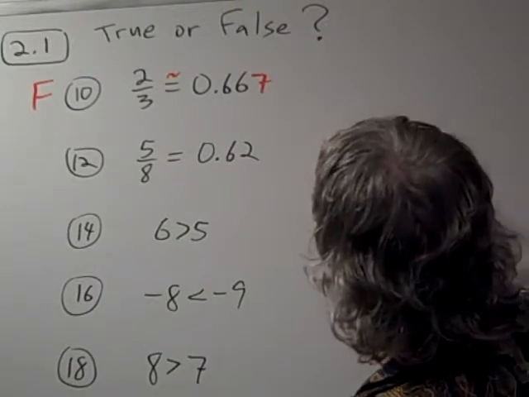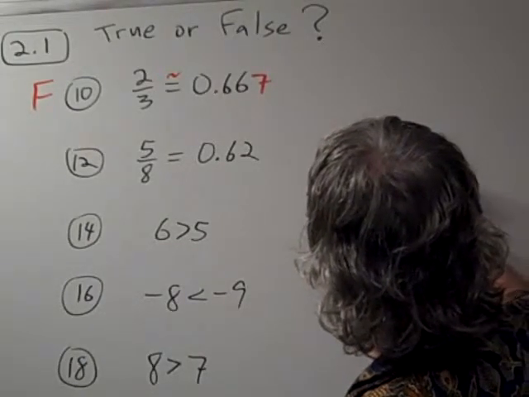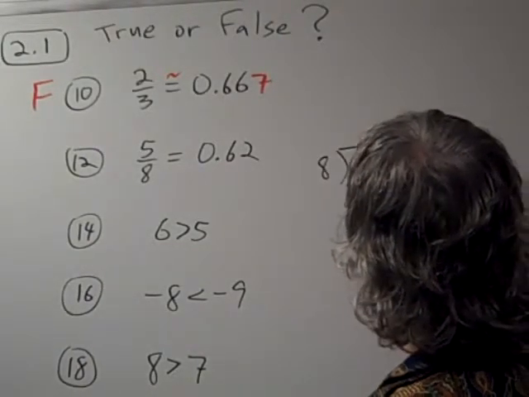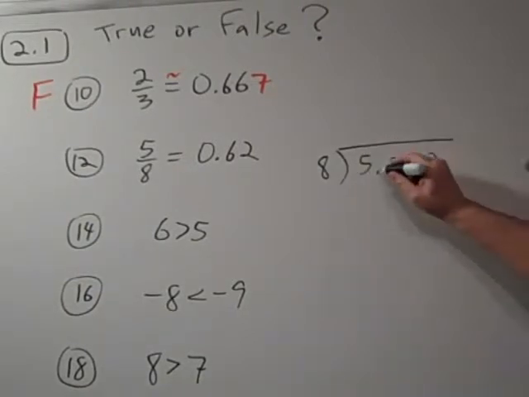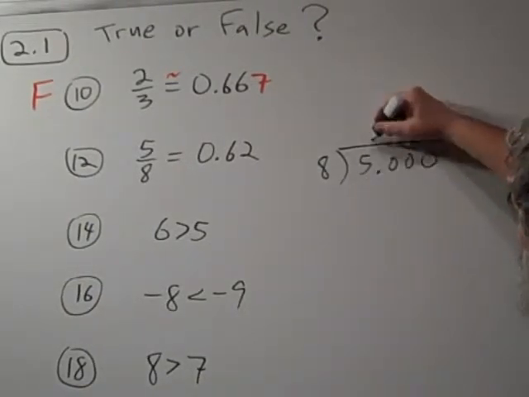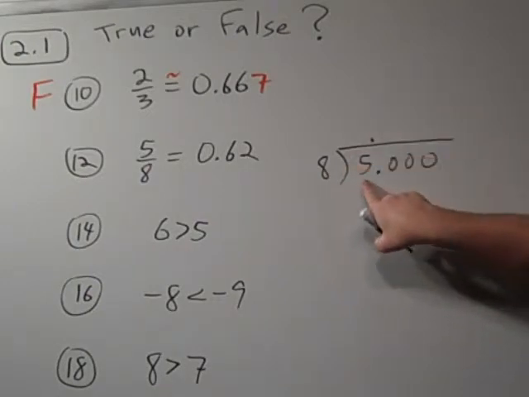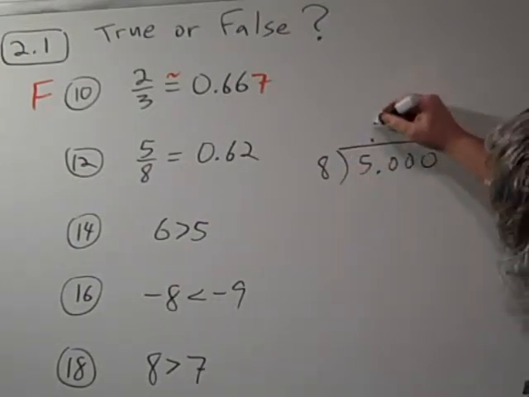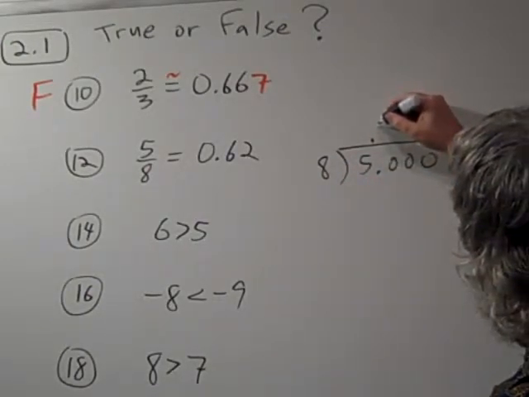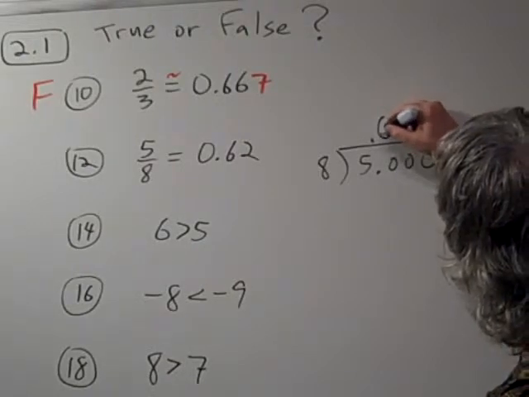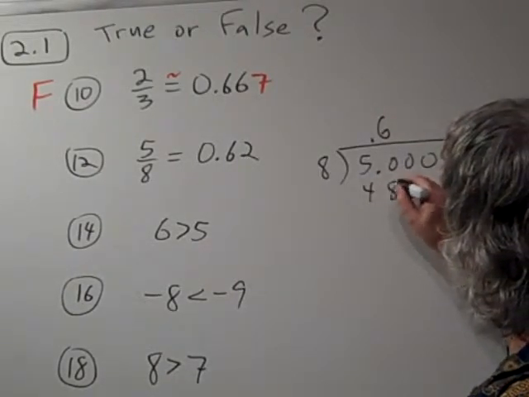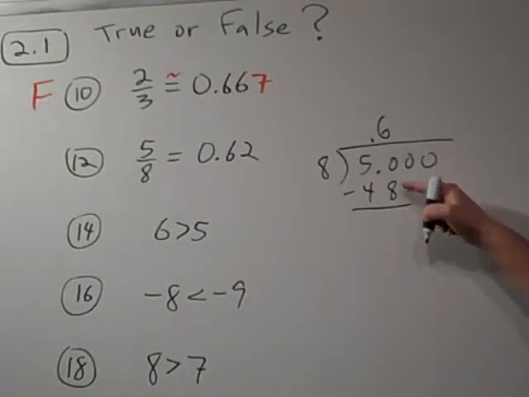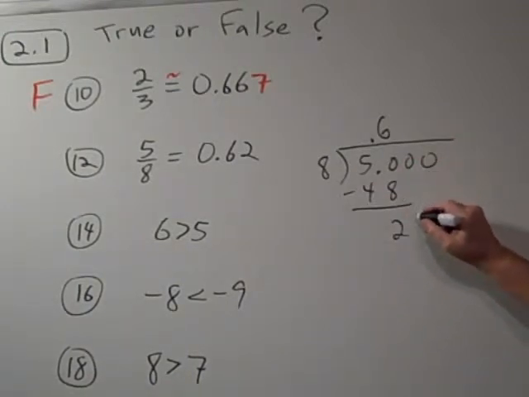Long division. How many times does 8 go into 5? Let's see. 8 doesn't go into 5. Put the decimal place above here. But 8 goes into 50 six times. 6 times 8 is 48. And if I subtract, 50 minus 48 is 2, and you bring down the 0.